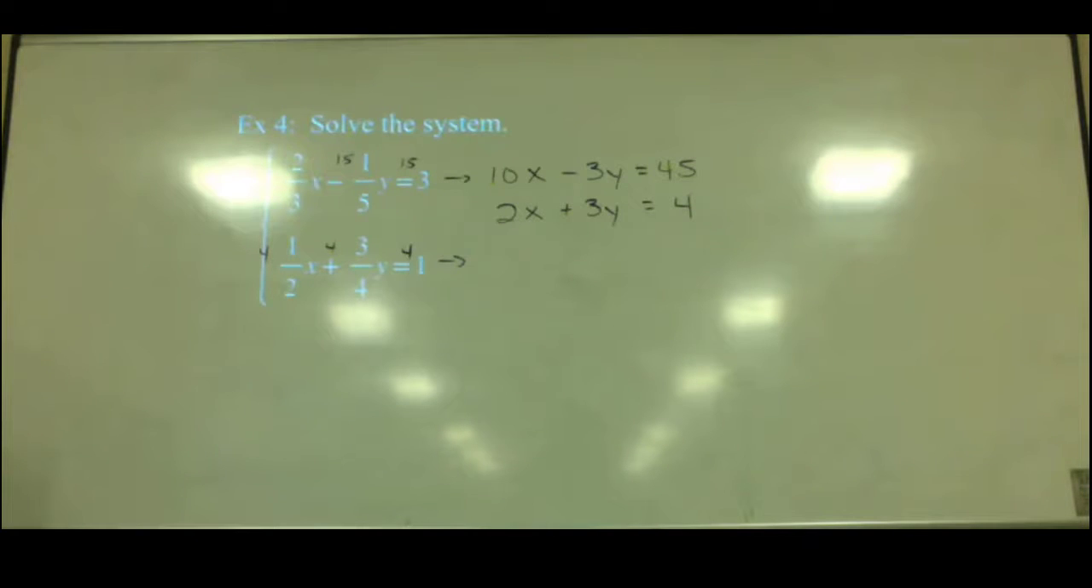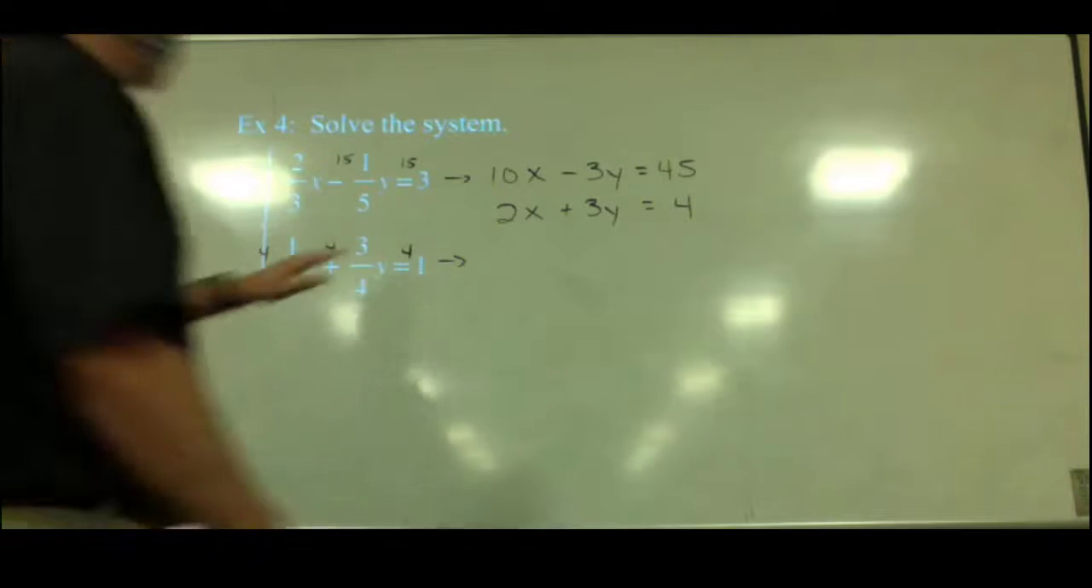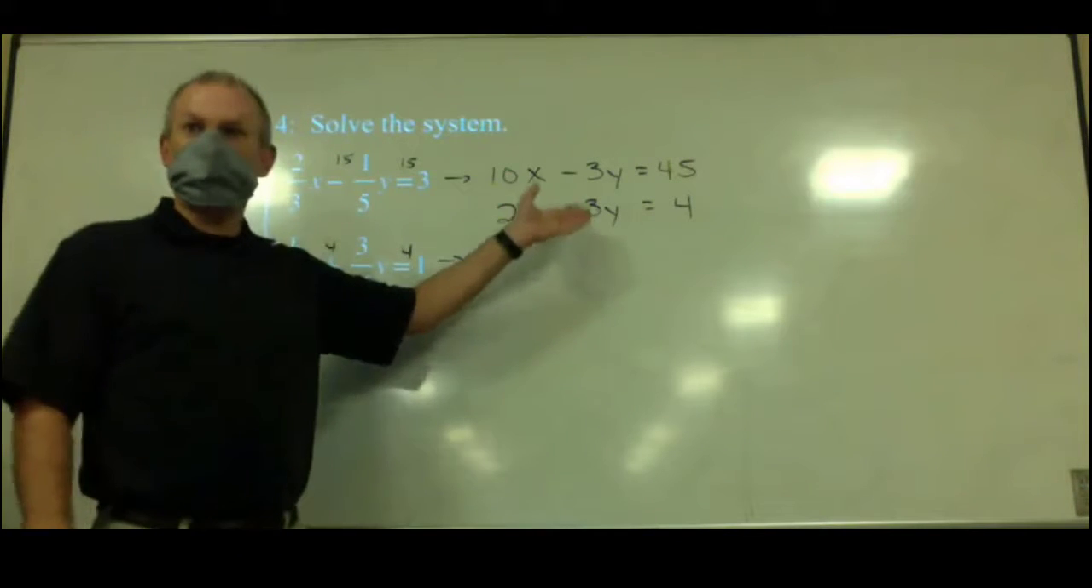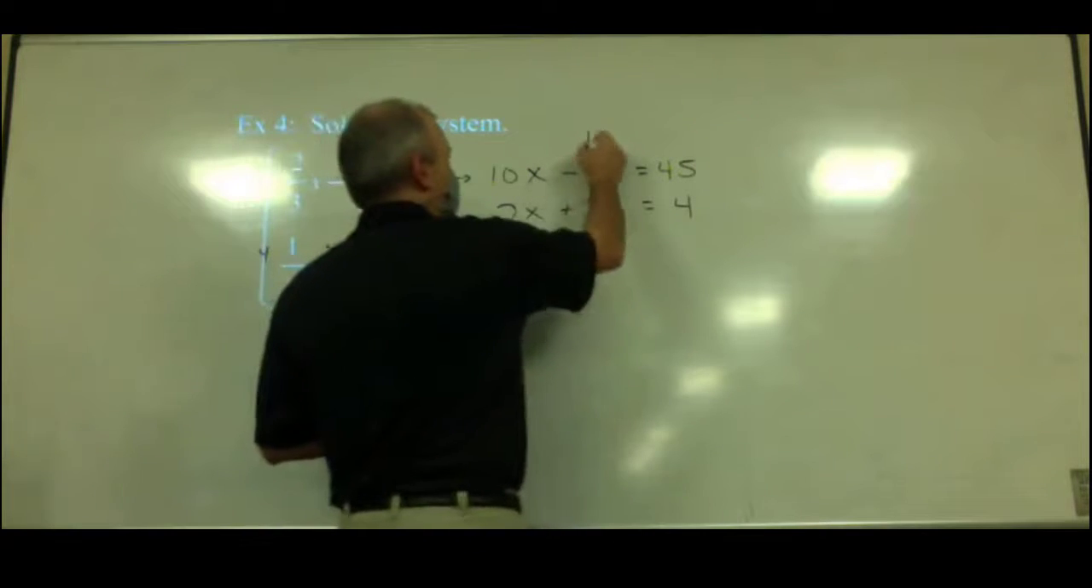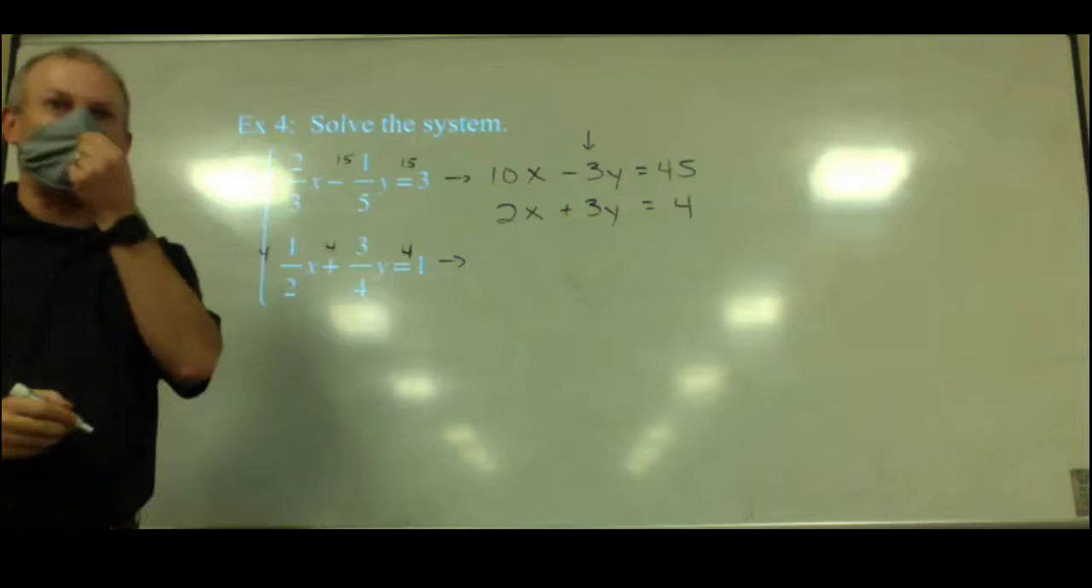The 3's are already opposites, right? I didn't know that was going to happen, but it's really convenient that it did. So notice we don't have to multiply by anything. We can just go directly to the elimination method and add these together. Does everybody see that? As long as those coefficients are exact opposites.